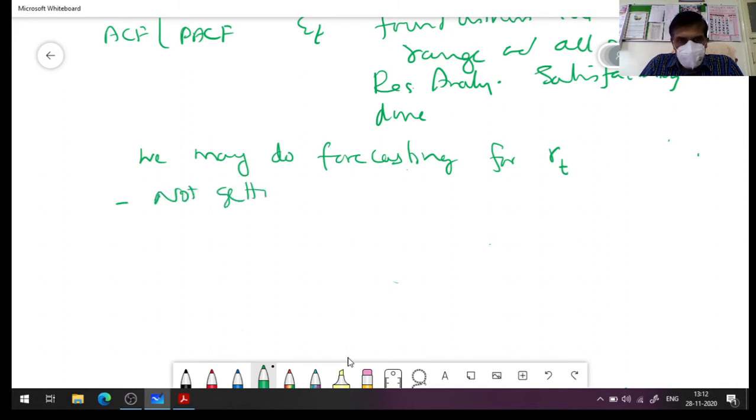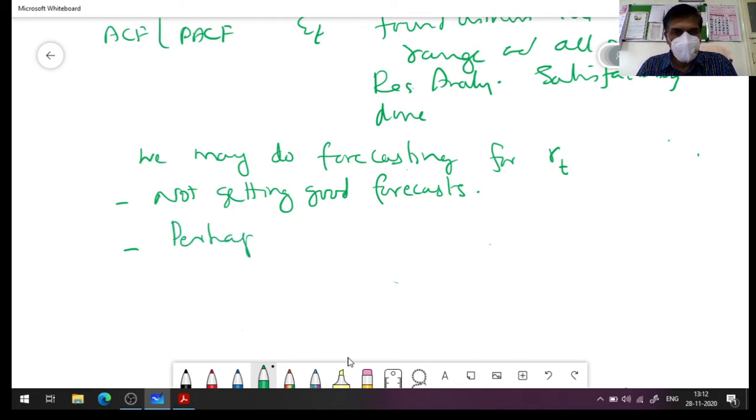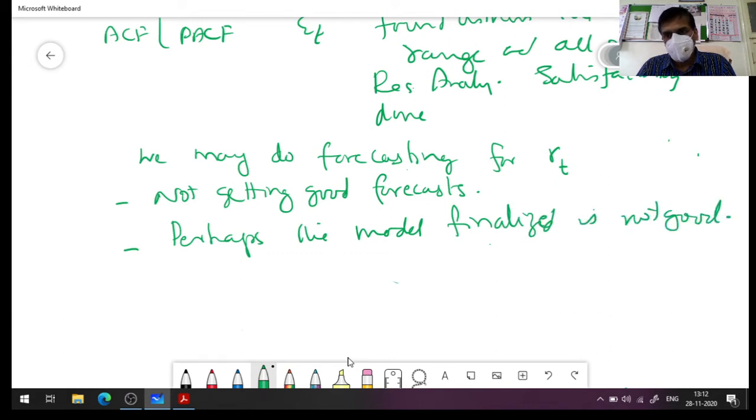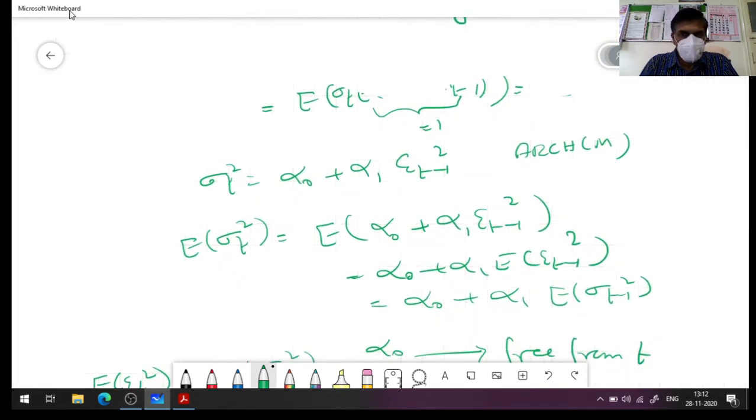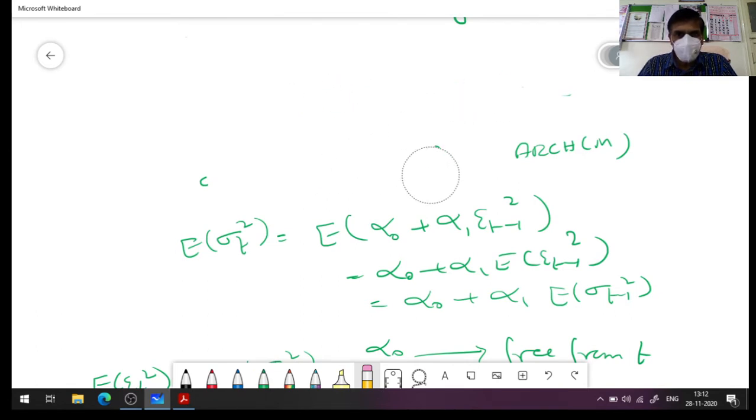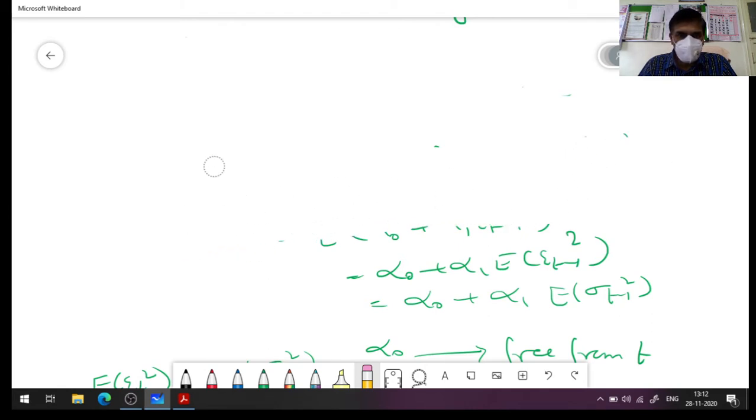We are not getting a good forecast. One way to address the problem is perhaps the model finalized is not good, so we may revise and do everything again. We may do all these things again, but the problem is not that. What is actually happening is that even if you do it again, I am not getting a very good result at this point also.